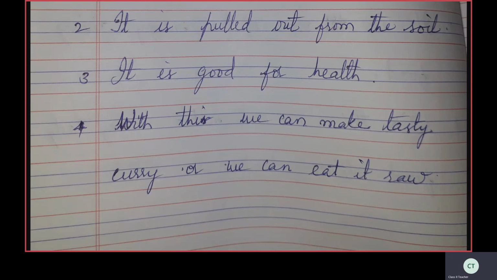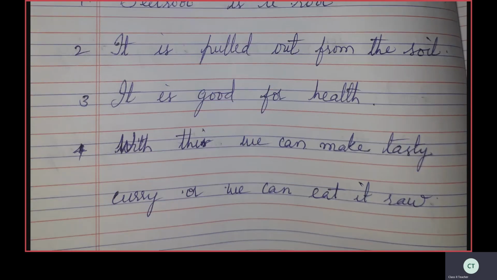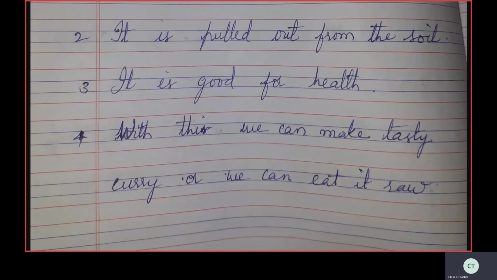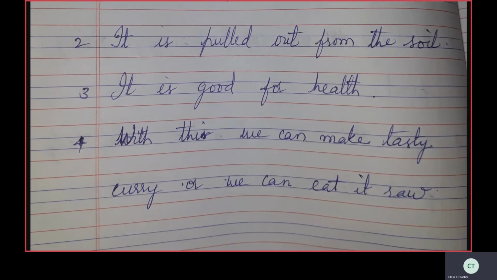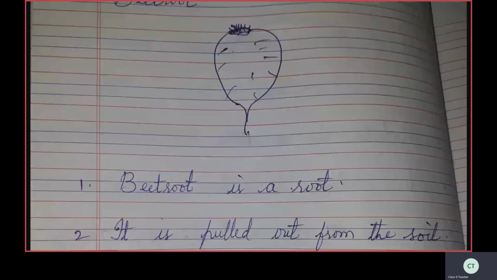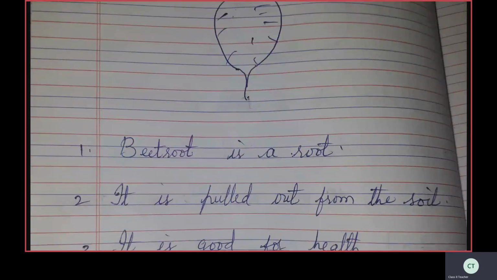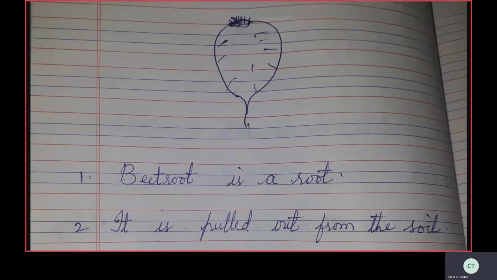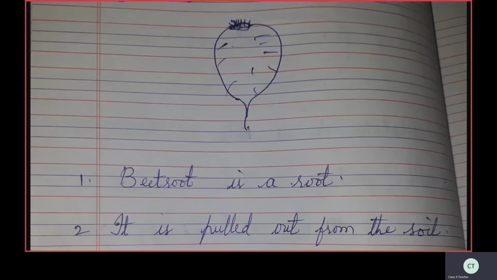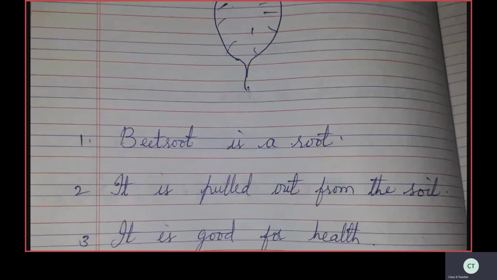With this, we can make tasty curry or we can eat it raw. Yes, children, we can make juice, no? We can make beetroot juice also. It is very good for health, children. It improves digestion. Beetroot is a very healthy vegetable.